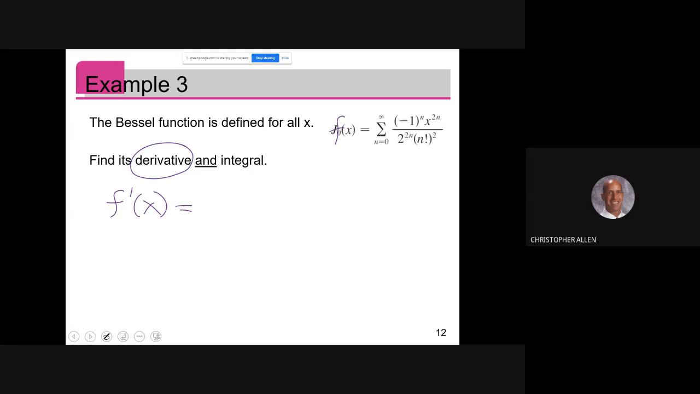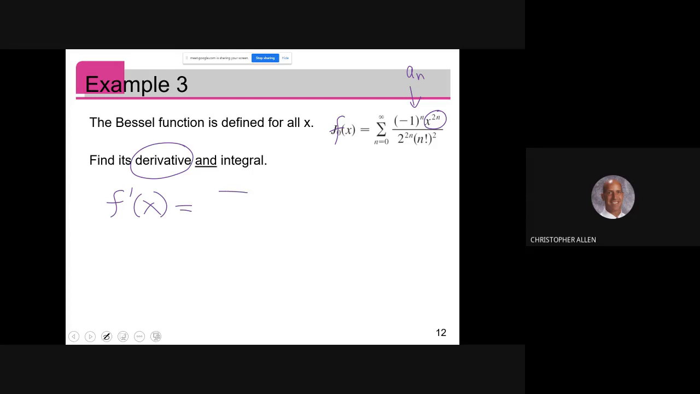Now here's the beautiful thing. I'll call this a sub n. What's the only thing in a sub n that has a variable x? Just that piece right there. So let's go ahead and find its derivative.